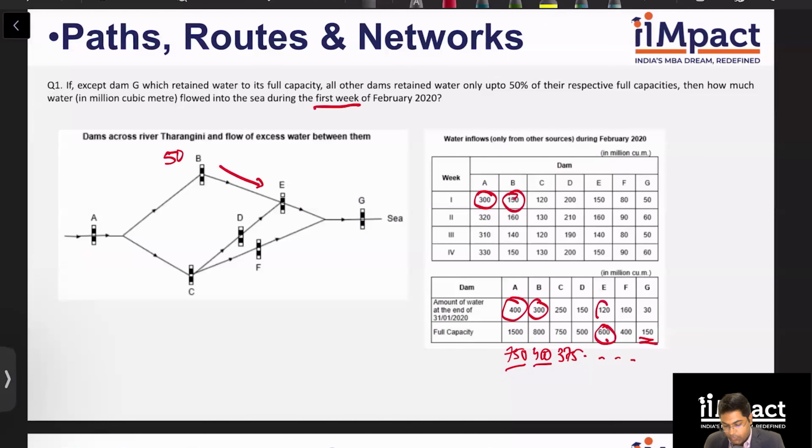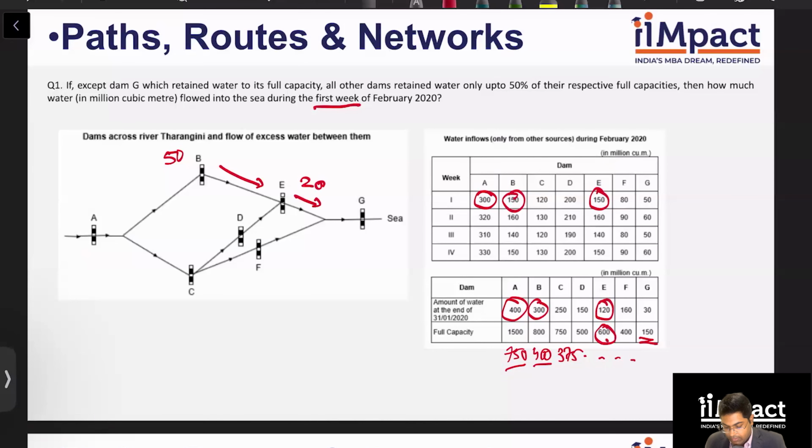300, 120 was already there, 150 came in, making it 270, and 50 came from B. So there is 20 going here. Okay, all right, that is from B. There may be additional from C and D. We don't know yet. Okay.